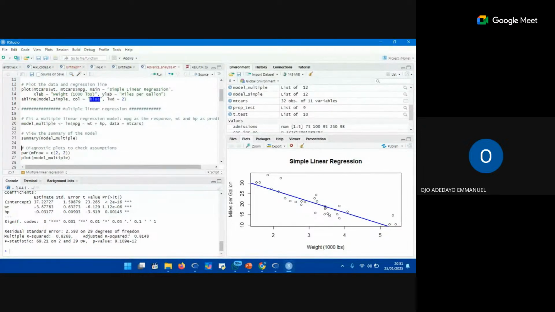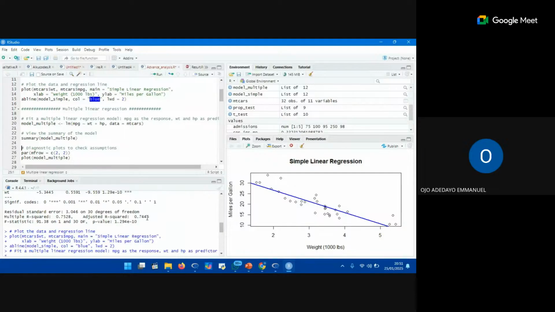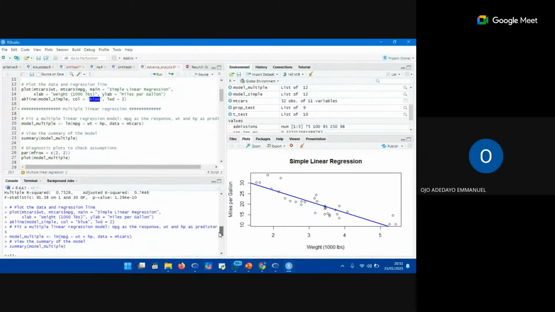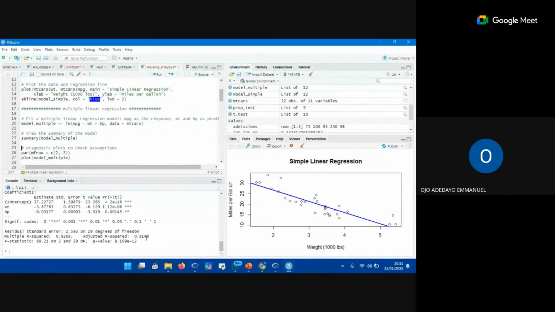Now, let us come to the adjusted R square. Look at the adjusted R square. Can you see now that it has increased? Remember that when we had just a single variable the other time, the adjusted R square was 74.46. But now we've added another variable called horsepower, and the adjusted R square has increased. Can anybody interpret this for me, please? I just want us to get how to interpret. The interpretation is very, very important. Anybody?